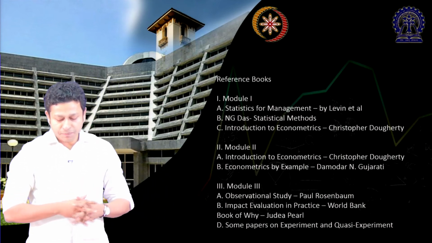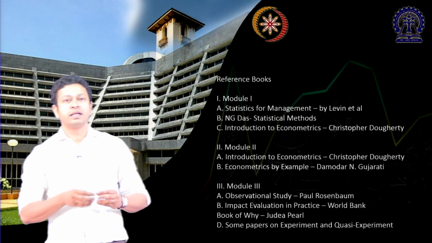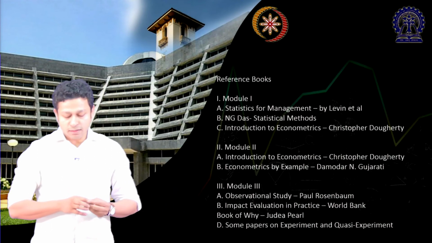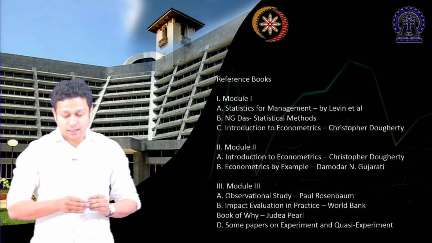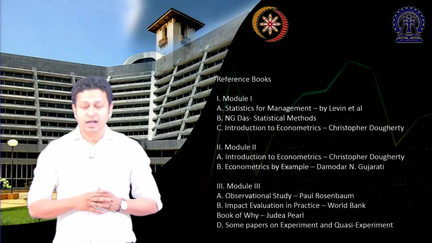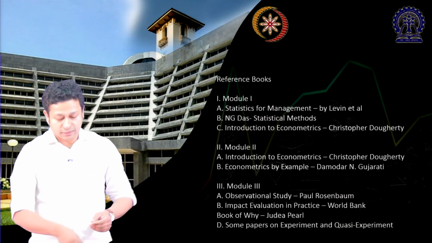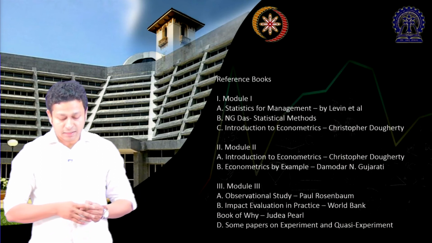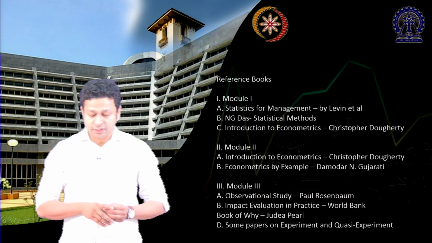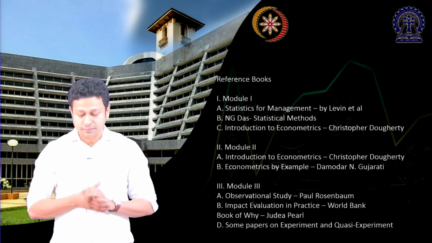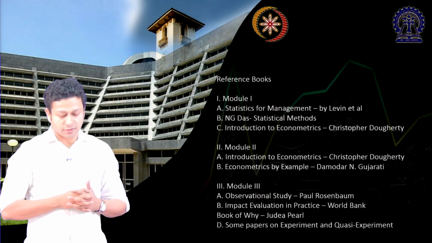For module 1, where we are basically going to talk about basic statistical tools or basic building blocks for econometric modeling, the first book I would prefer is Statistics for Management by Levin et al. Then another book is by N.G. Das, Statistical Methods. The third book is Introduction to Econometrics by Christopher Dougherty. So for this module 1, we will just consider these 3 books, and for Christopher Dougherty's book, we will only need chapter 1 for module 1.